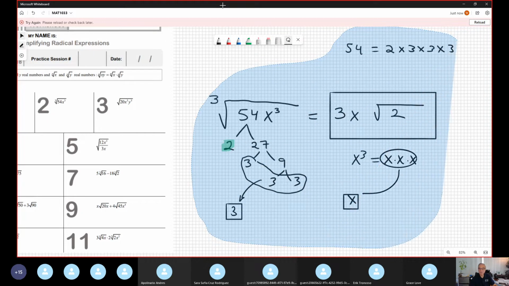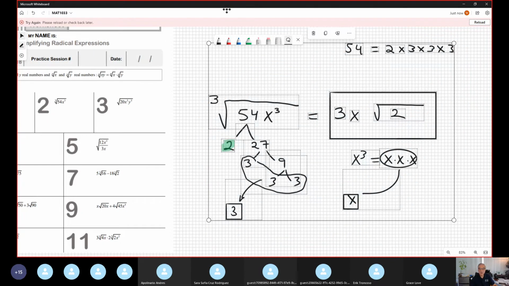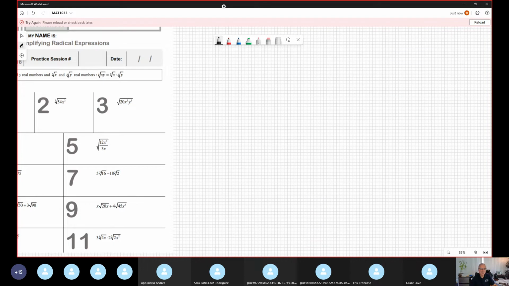Number 3 is a square root now: the square root of 20 x cubed y to the fifth. 20 is not a perfect square number, and the exponents 3 and 5 are not perfect square expressions, but I don't care. You take 20, divide by 2, get 10. Divide by 2, get 5. I see a couple of 2s, at least in the numerical part.